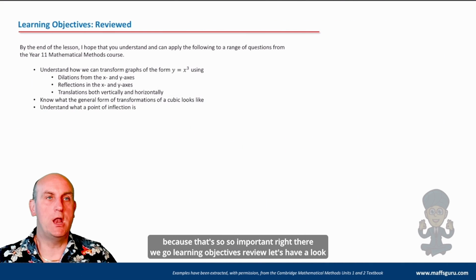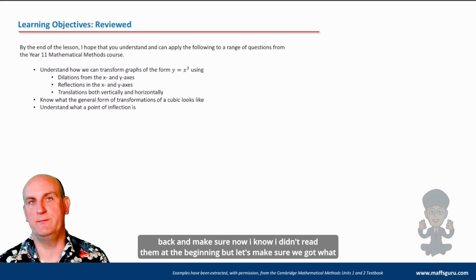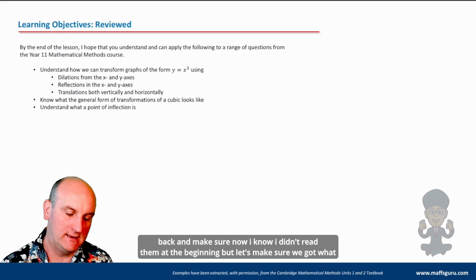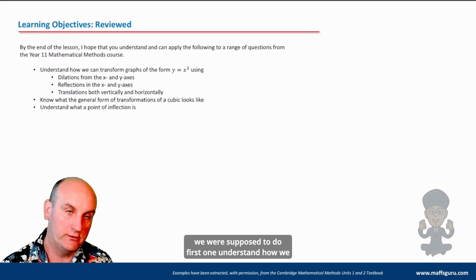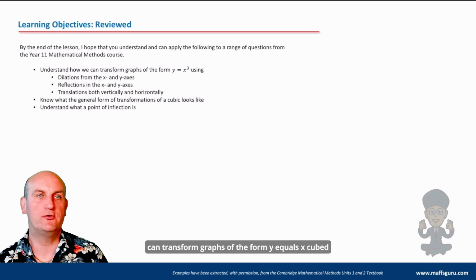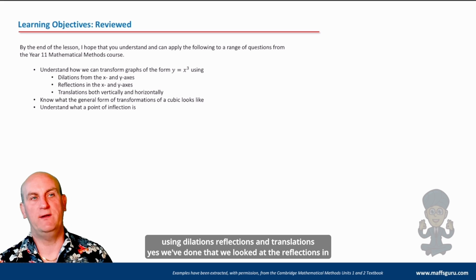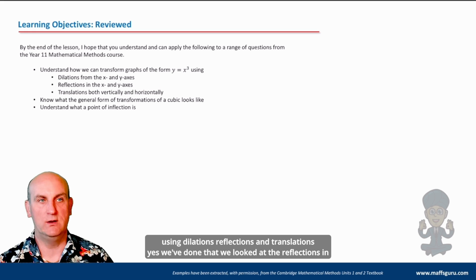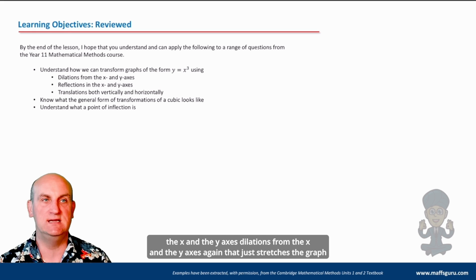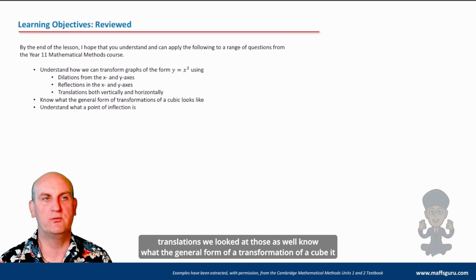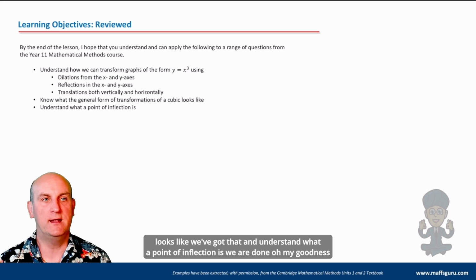Right, there we go. Learning objectives review. Let's have a look back and make sure we got what we were supposed to do. I know I didn't read them at the beginning. First one, understand how we can transform graphs of the form y equals x cubed using dilations, reflections, and translations. Yes, we've done that. We looked at the reflections in the x and the y axes, dilations from the x and the y axes, which just stretch the graph, and translations. Know what the general form of a transformation of a cube looks like. We've got that. And understand what a point of inflection is. We are done.